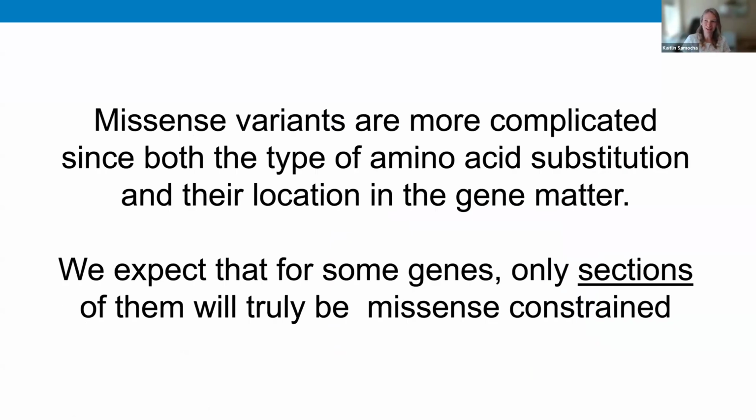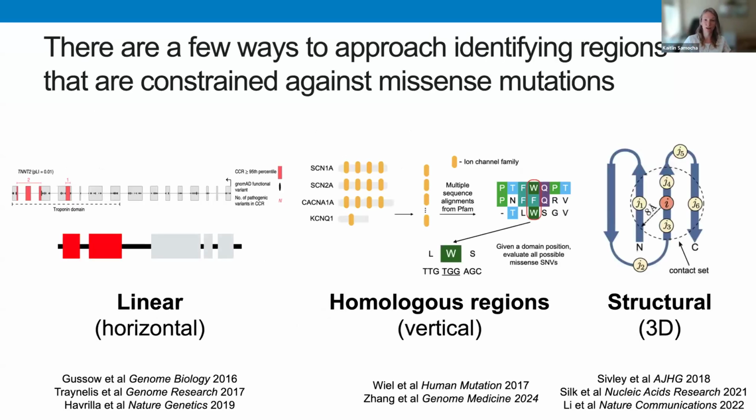So I've been talking about loss of function because it's a little bit more straightforward. Obviously, there are more challenging classes of variation. Missense variants, for example, are much more complicated, both because the specific amino acid substitution matters, as well as its location within the gene or the protein. So we would expect here that instead of an entire gene being intolerant of missense variants, only some sections of them might be.